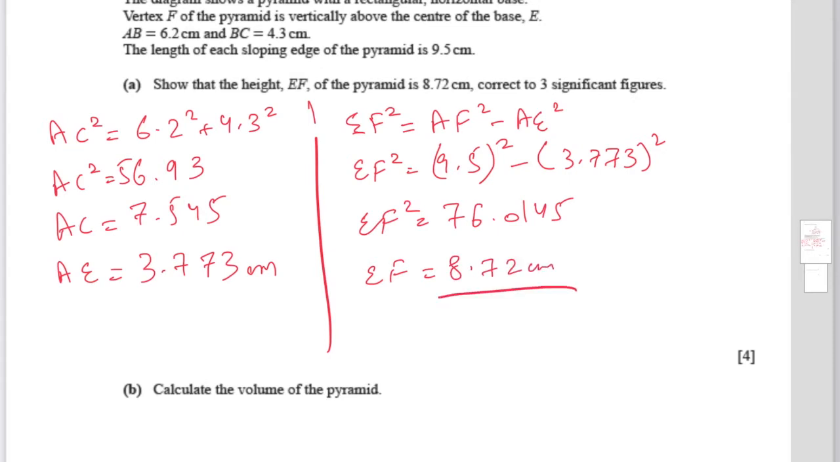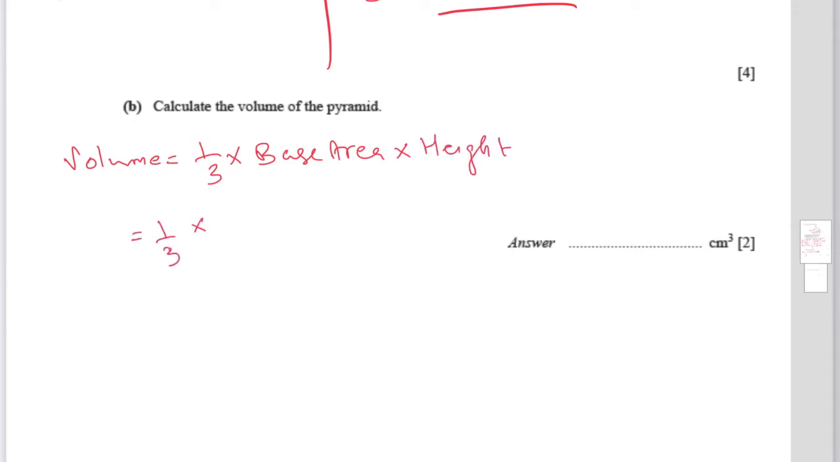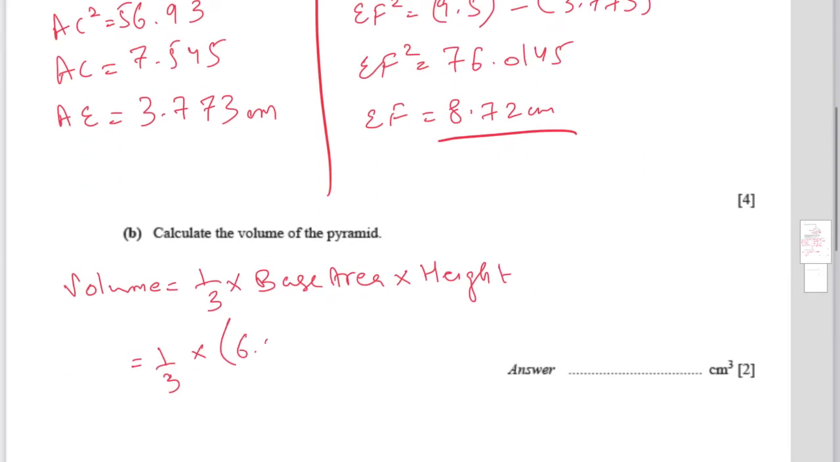Let's move on. The next part of the question says, calculate the volume of the pyramid. How to find the volume? The formula is one-third times base area times height. So 1/3 is being multiplied, the two dimensions 6.2 and 4.3. So we multiply 6.2 times 4.3 times the height, which was 8.72.